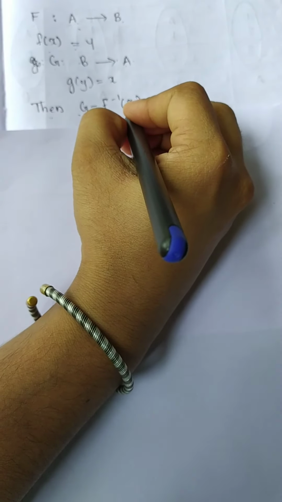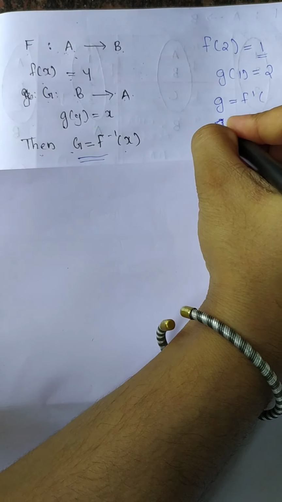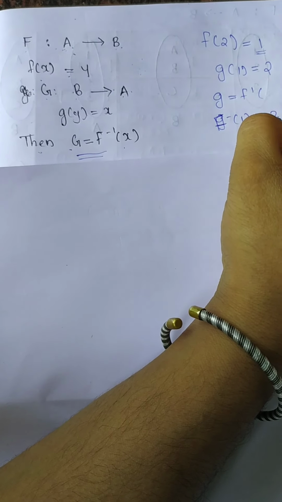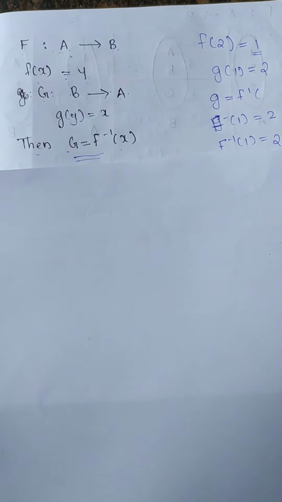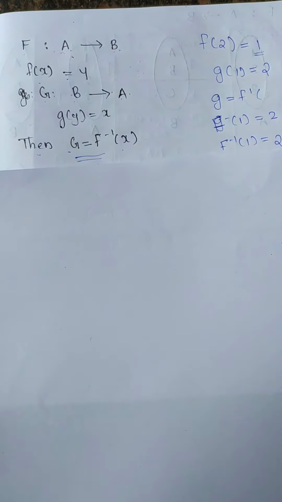For example, here we got f of 2 equal to 1. Then what will be the inverse of this function? That is g of 1 is equal to 2. So we can say that g is the inverse of f. Or in other words, we can say that f inverse of 1 is equal to 2. So this is the inverse of the function.